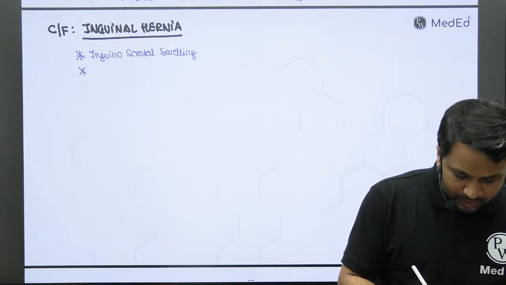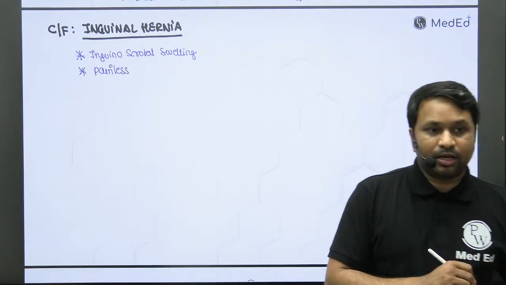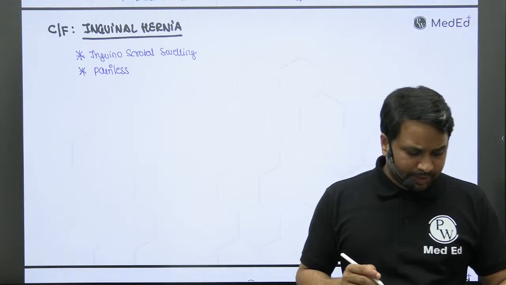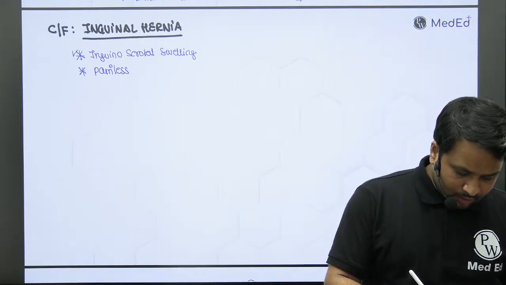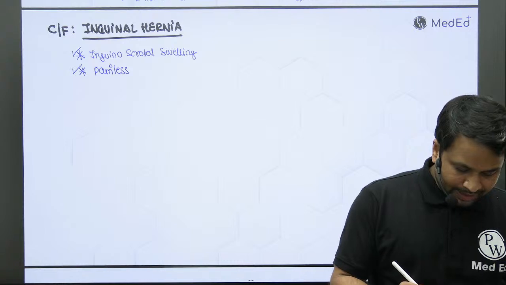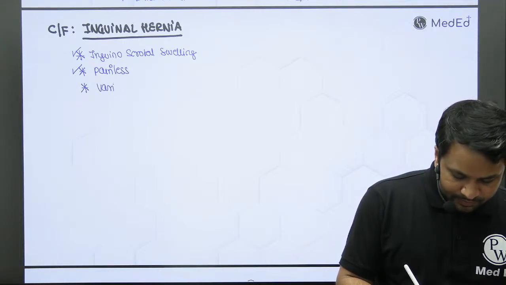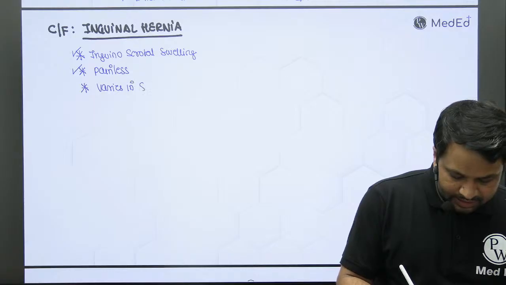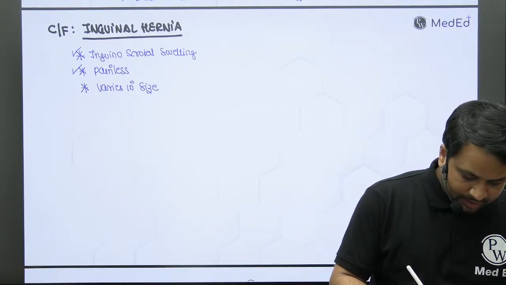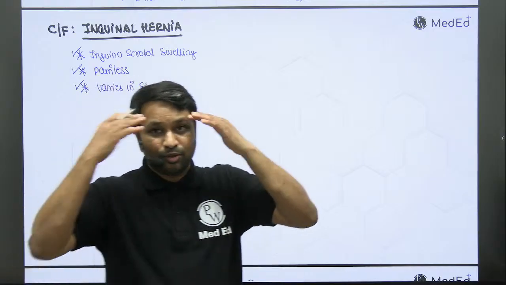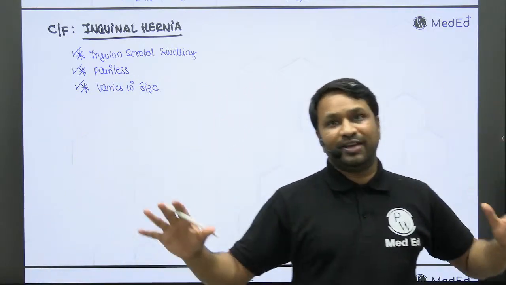Now these scrotal swellings are usually painless. They are usually painless, right? So the primary complaint that the patient is going to come to you with is going to be an inguinoscrotal swelling. It is going to be painless, and the patient says that it varies in size. That means sometimes it is big, sometimes it is small. Now the minute you say it varies in size, inguinoscrotal swelling, you know it is hernia, because hydrocele does not vary in size, right?